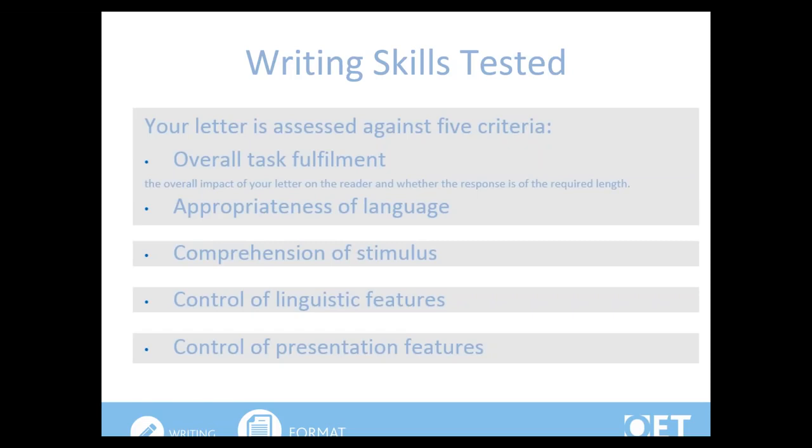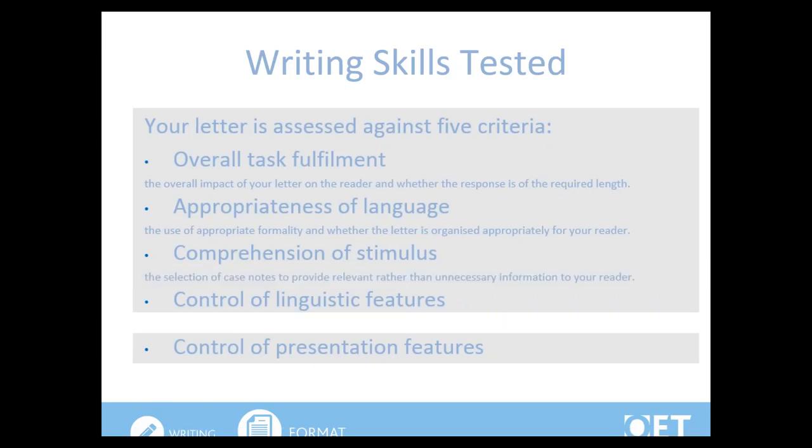Overall task fulfillment is the overall impact of your letter on the reader and whether the response is of the required length. Appropriateness of language is the use of appropriate formality and whether the letter is organized appropriately for your reader. Comprehension of stimulus is the selection of case notes to provide relevant rather than unnecessary information to your reader.